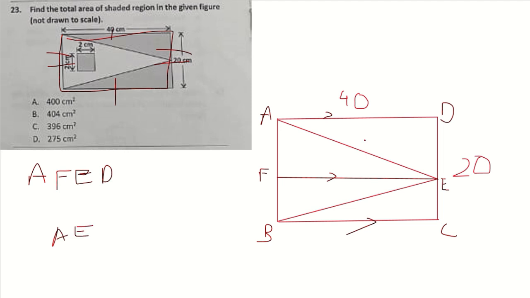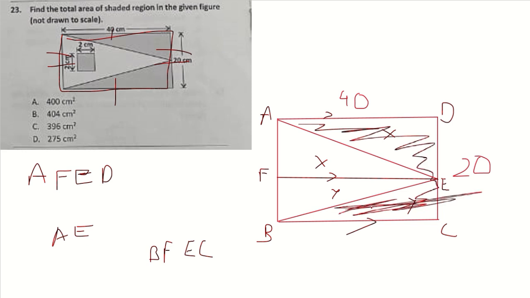A diagonal divides a rectangle into two halves by area. So if this is x, this is x. And same for BFEC. BE is its diagonal, it divides it in half. So if this is y, this is y. So now here, this is the shaded region. We have to find this area.